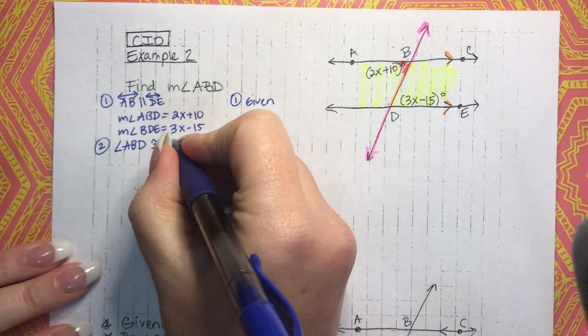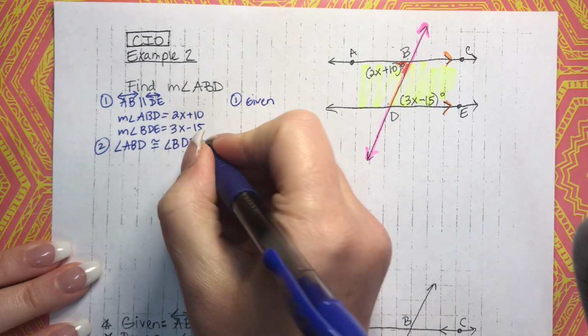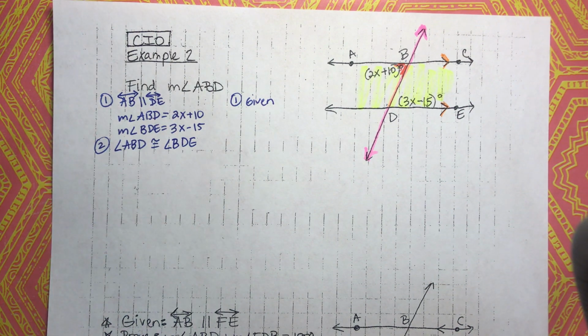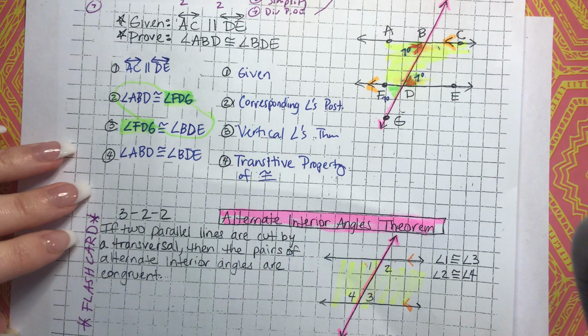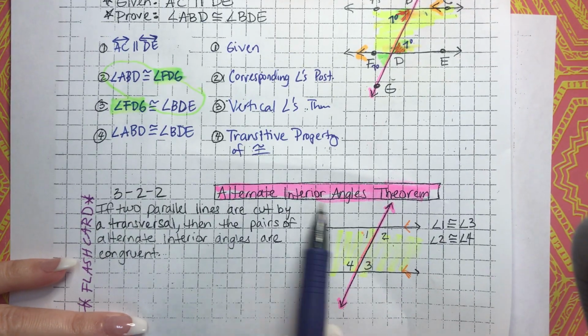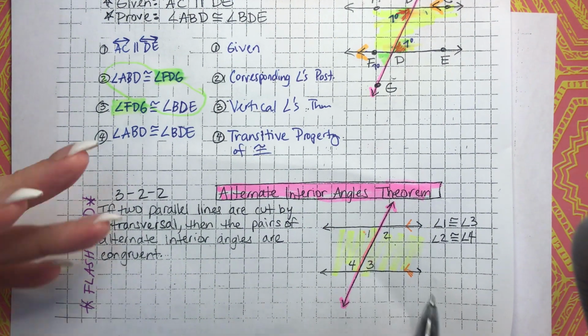BDE. And you may think, well, why don't I just say the measure of ABD is equal to the measure of BDE? Really, the reason I use the congruence is because the alternate interior angles theorem deals with congruent angles. It didn't say equals, it says congruent. So we kind of have to stick with that, right?